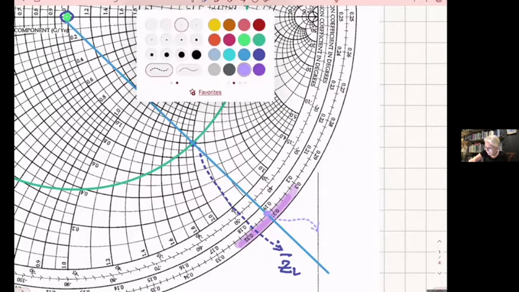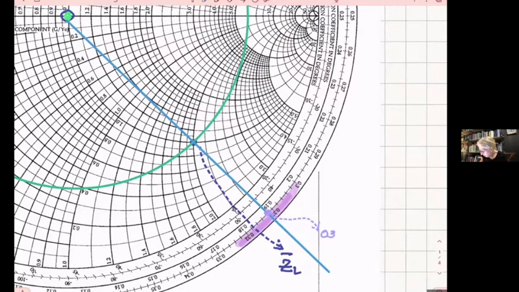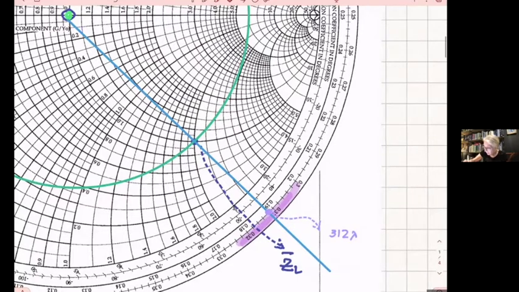What I'm reading is 0.3, practically 0.312 lambda. That's where I am. Let me also erase that to make it point.